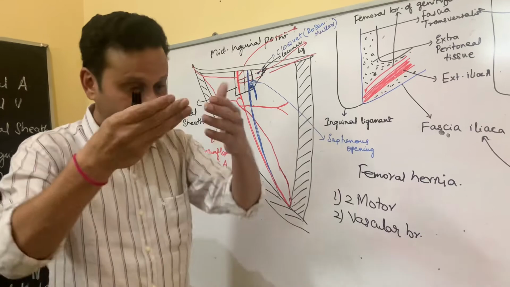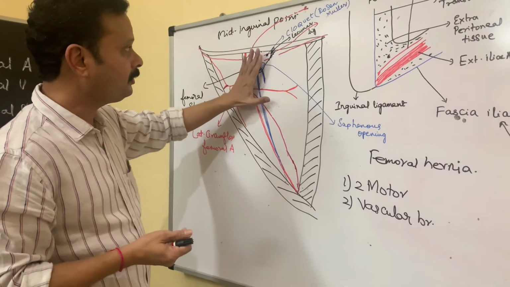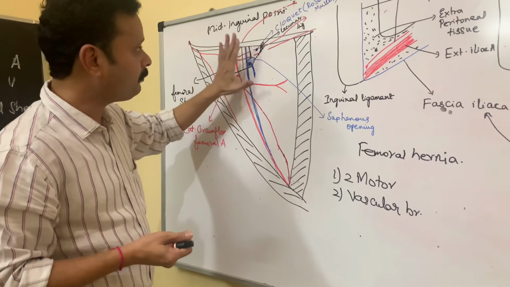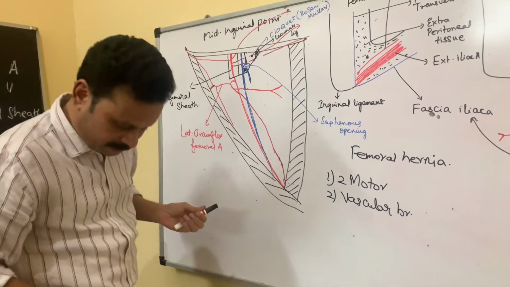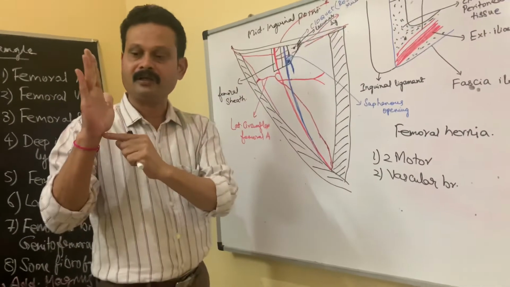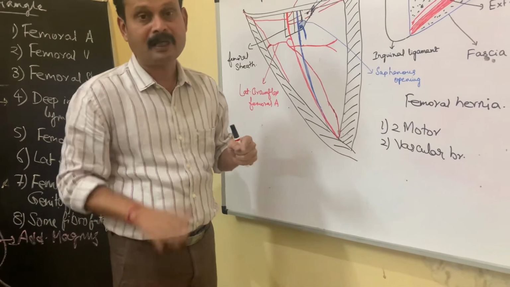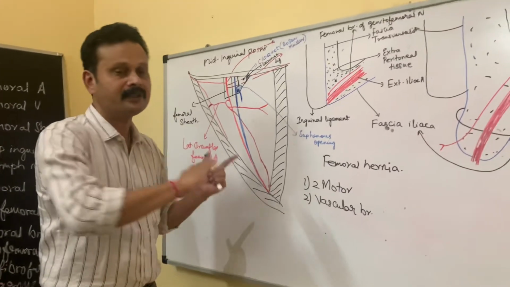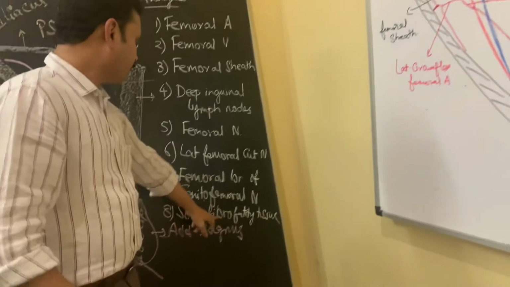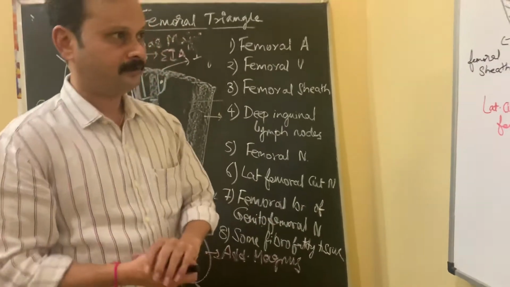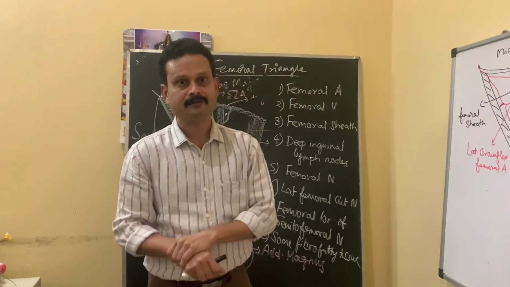This is one. It pierces the femoral sheath and ends by supplying the skin at the middle of the upper part of the thigh, an area of skin around the size of the palm. Through this nerve, it gives cutaneous innervation to that region. And finally, some fibrofatty tissue, some amount of fat. So this is all about the femoral triangle. Hope you have understood. Thank you.